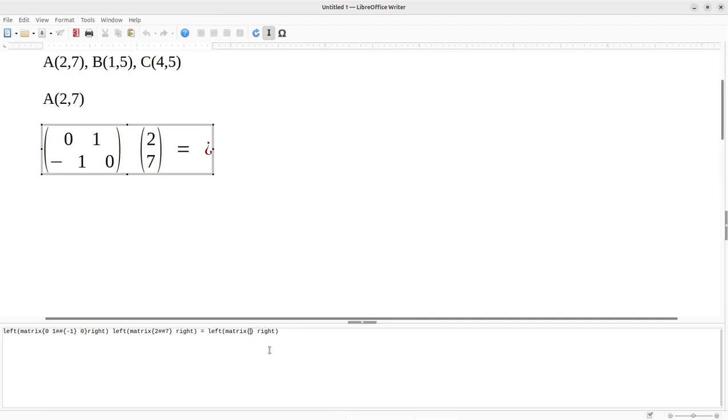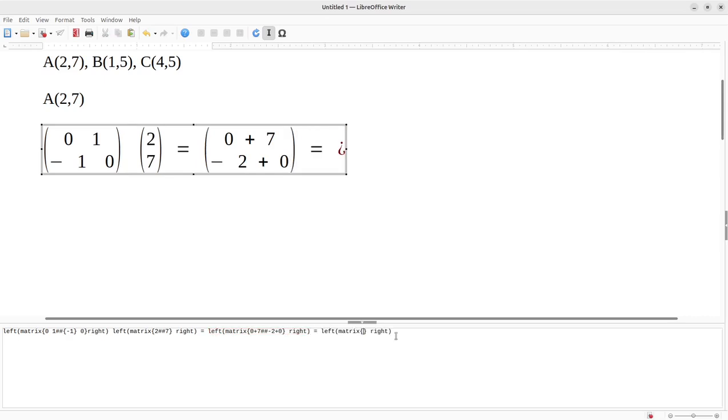So the solution is going to be 0 times 2 is 0, plus 1 times 7 is 7. And then below you have negative 1 times 2, giving you negative 2, plus 0 times 7, that's 0. This gives you the following: 0 plus 7, that's 7, and negative 2 plus 0, that's negative 2.